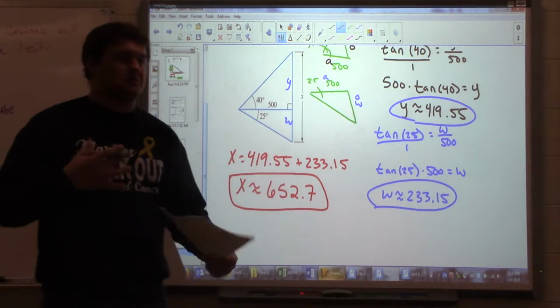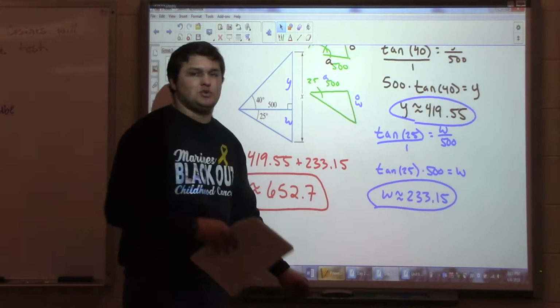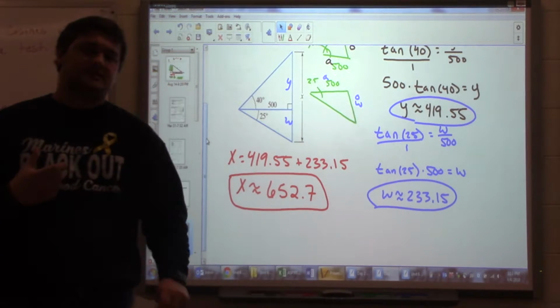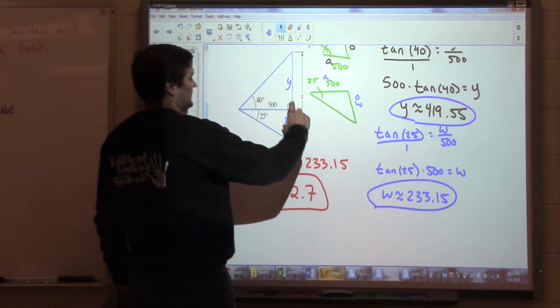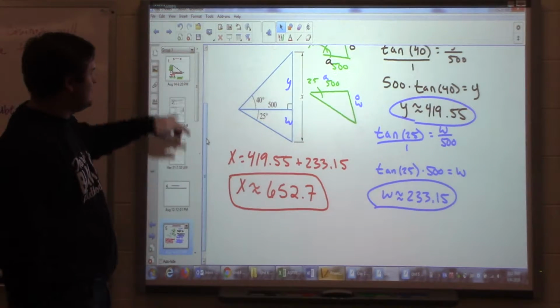Don't have a label, because I don't have feet, meters, anything like that. So sometimes you have to break down into two different triangles. Break down into two different pieces, find those two pieces, add them together for x. Awesome, next one, you try it.